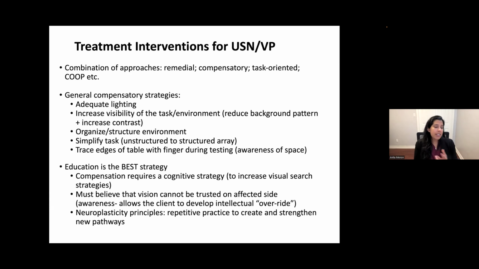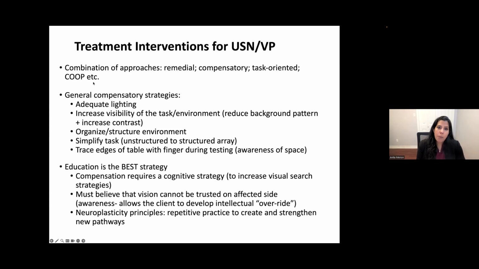What often happens is that we use a combination of approaches where we try to adapt to the environment, but also use a more remedial approach where we're trying to retrain a certain skill. So we use a remedial compensatory approach, and of course also task-oriented, where we're trying to get clients engaged in more occupation-based tasks.